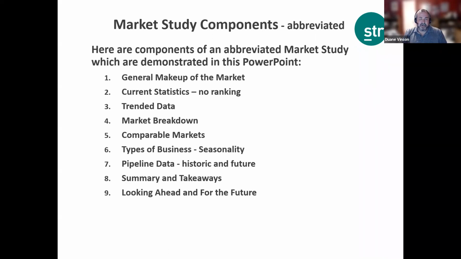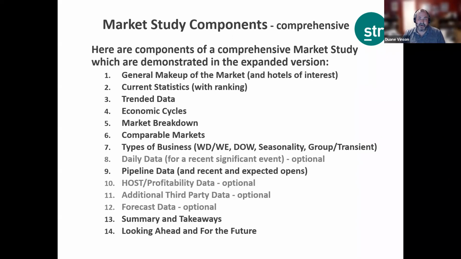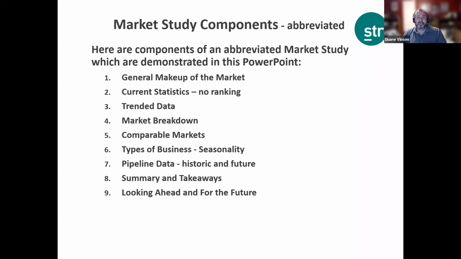The abbreviated version, this is a shorter version. This is actually the one that we're going to do for your market study project. Now, for those academics, your students are required, as part of achieving their CAHTA project, to do the comprehensive version, okay? This is the version they would need to do. We're going to be doing this one for our market study, okay?